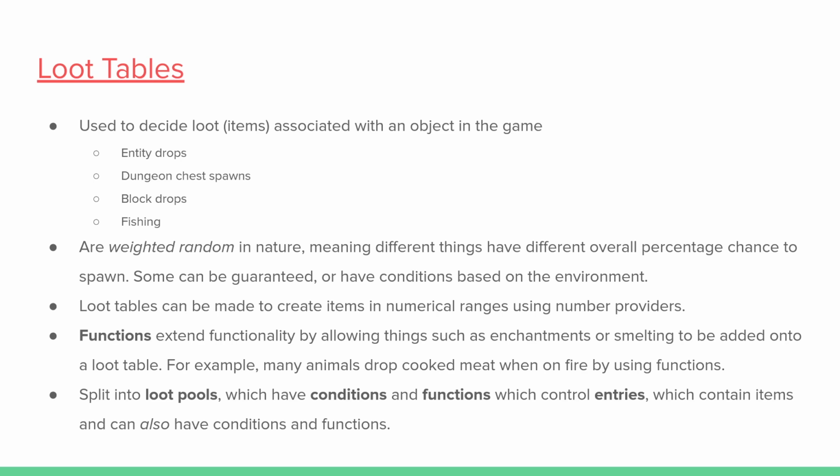So loot table, loot pools, and then loot entries. A little complicated, but think about it. If you have a loot table for a chicken, you have a loot pool for their feathers, and you have a loot pool for their meat. And then there's different chances of those things dropping.